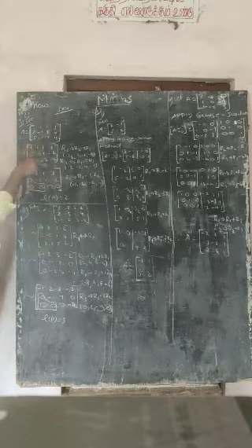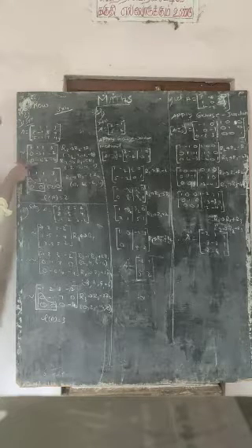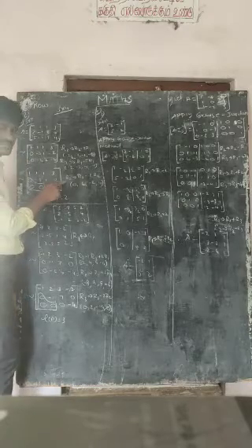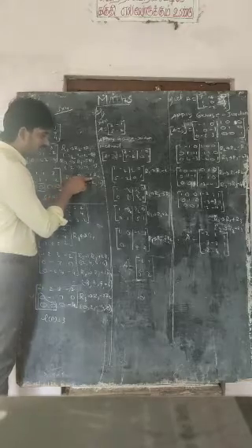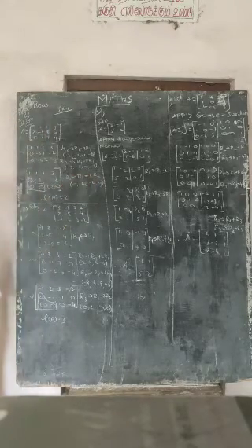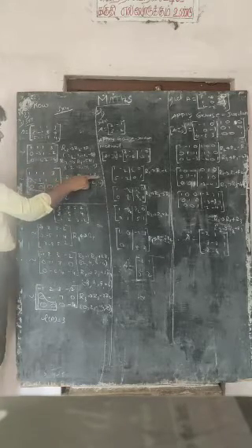We have to make these two places 0. Now our aim is for this place to become a 0. So we write the condition like this: R3 tends to R3 minus 2R2. Not 2R1, it is 2R2. So 2R2 means multiply R2 with 2.